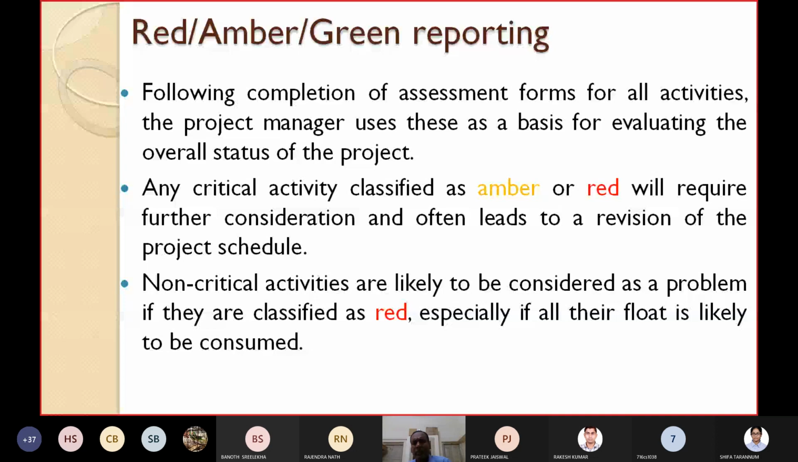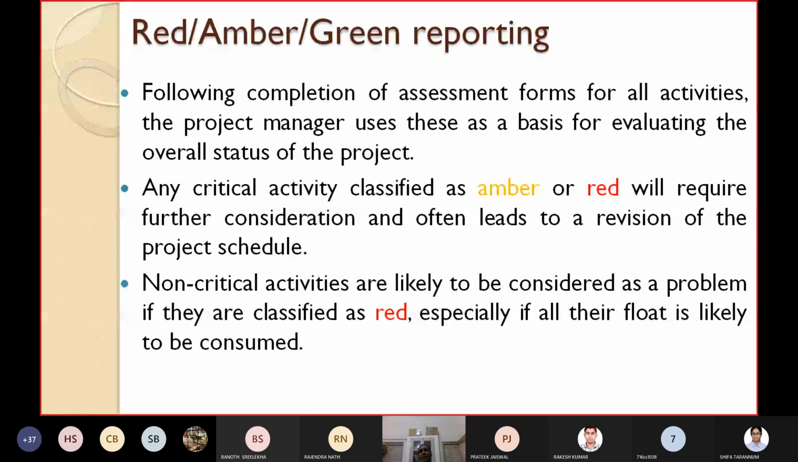Any critical activity classified as amber or red will require further consideration and may often lead to a revision of the project schedule. The non-critical activities are likely to be considered a problem if they are classified as red. Definitely even 1 day delay is not allowed. Normally non-critical activities have some float time or slack time. But if their float is going to be consumed, say there are only 3 days of float, and you are already delayed 3 days, then that float will be 0. That means it will become a critical activity, and you are moving to the red zone.